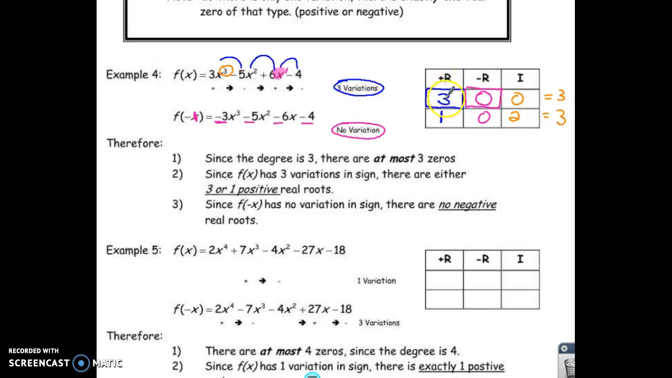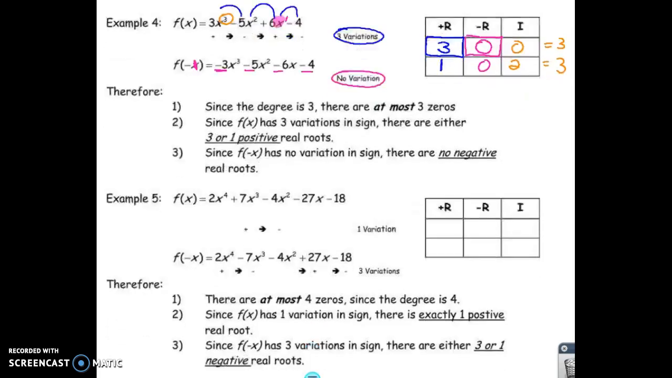We could have 3 positives, no negative roots, and no imaginaries, or we could only have 1 positive, 0 negative roots, and then 2 of them could be imaginary. So it will be one of these 2. We just don't know yet because we haven't graphed it. All right, let's scroll down to the next problem.